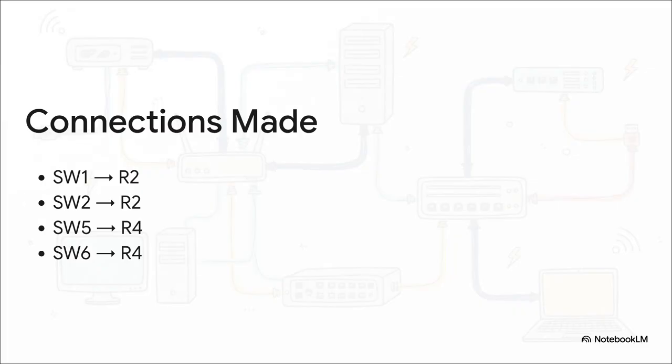So we just apply that rule. We run our straight-through cables from our main switches right over to the routers. And with those connections made, our local area network is fully built out. In theory, every single device can now talk to every other device through this web of switches and routers.